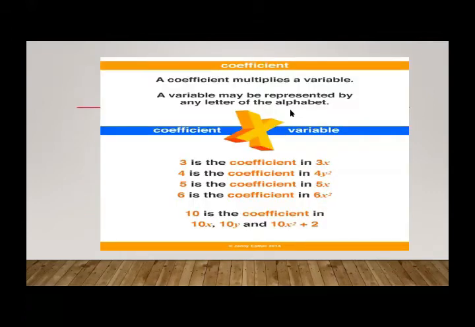The next is coefficient. According to the definition, a coefficient multiplies a variable, and we know a variable may be represented by any letter of the alphabet. So it means the coefficient multiplies the variable. Under that, we see a few examples like 3x, 4y square, 5x, and 6x square. We see 3 is the coefficient of 3x, 4 is the coefficient of 4y square, 5 is the coefficient of 5x, and 6 is the coefficient of 6x square. Another example in which we see 10 is the coefficient of all, like 10x, 10y, and 10x square plus 2.